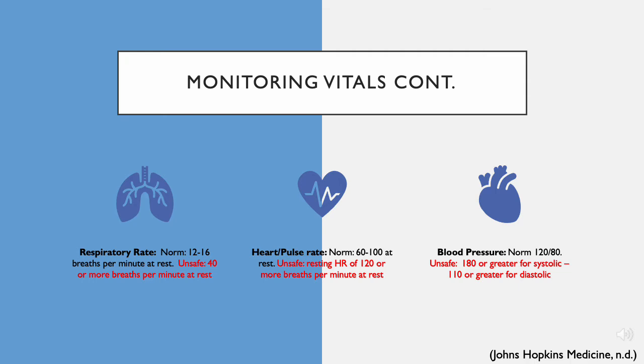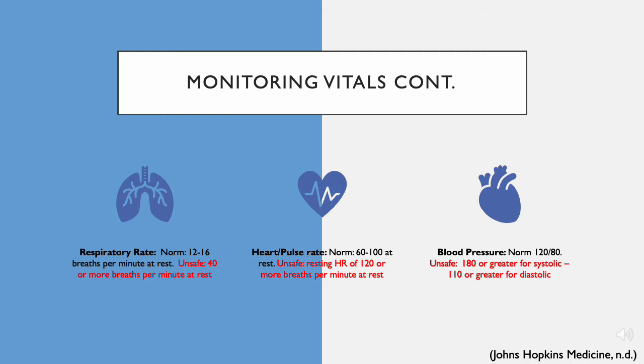For blood pressure, the norm is 120 over 80, and unsafe would be a systolic of 180 or greater and a diastolic of 110 or greater. Another important thing to consider is the MAP, which is the mean arterial pressure, and the norm for that is 70 to 100.